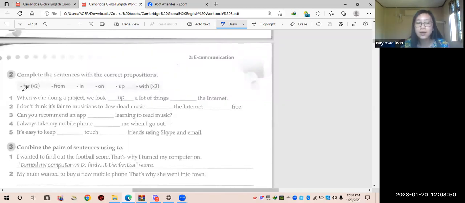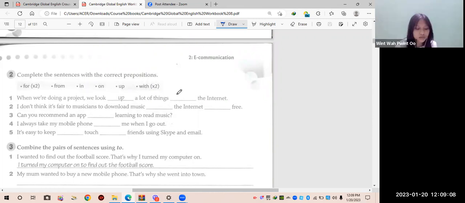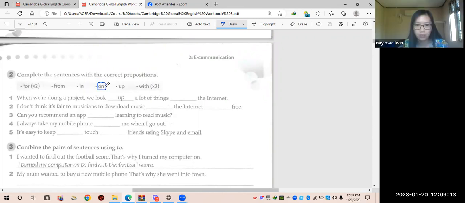Okay. So number 1 is, when we are doing a project, we look up. Look up means you search something in the dictionary or in resources like that, right? So look up is a phrasal verb. A lot of things blank the internet. So which one will be appropriate for this blank? On the internet. Yes, correct. We will use on for number 1. On the internet. Yes, not in the internet, right?